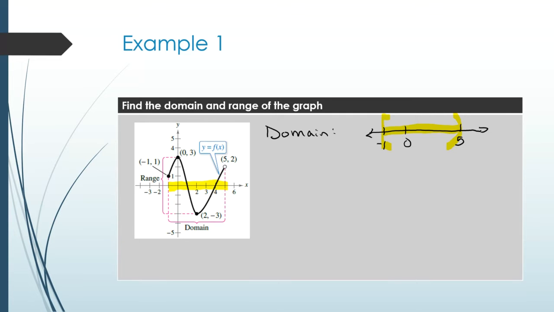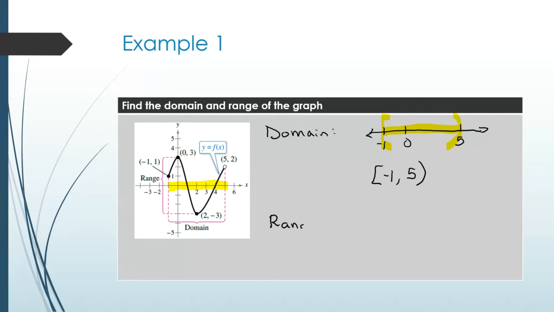So I just read it off of the graph. I have a bracket at -1, and then I stop at 5, and I have a parenthesis. So that is the domain. The domain is all values between -1 and 5, where -1 is included and 5 is not included. And I read that off of the graph, where I have basically highlighted all sections of my x-axis where I have graphs above it or below it, basically.